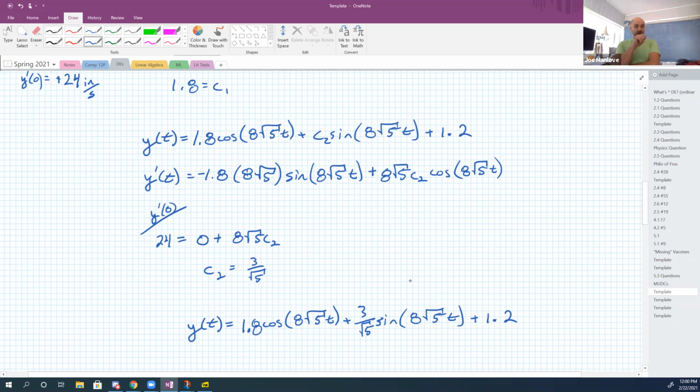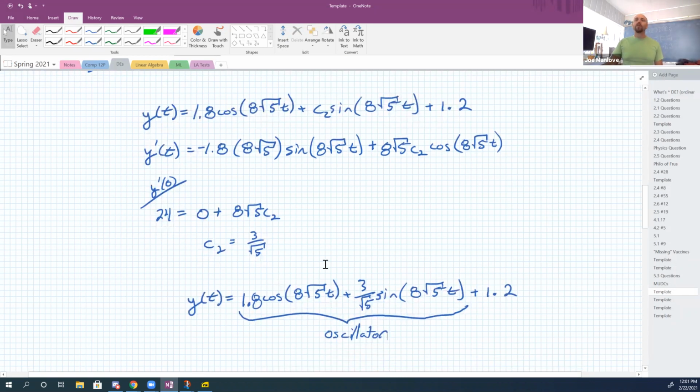Okay, now let's think about what we have going on here. So this whole business here is our kind of oscillator, right? I don't know how to spell oscillator. So that's the kind of bouncy piece, yeah? Okay. What is this other plus 1.2 thing?